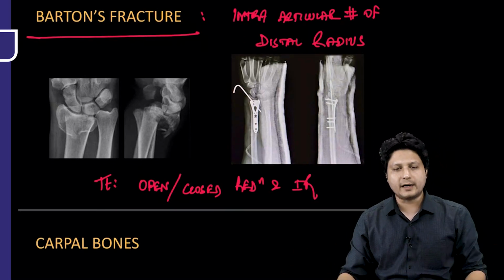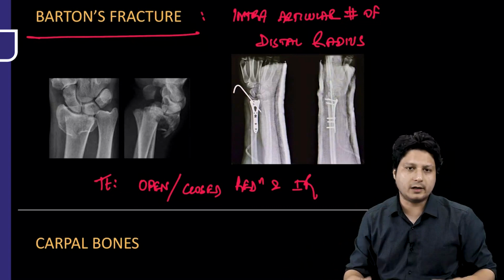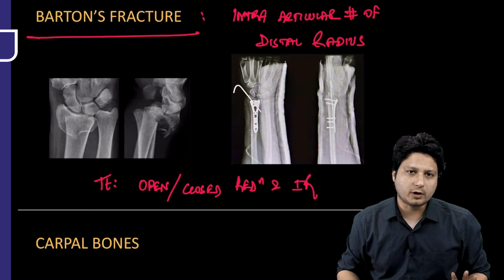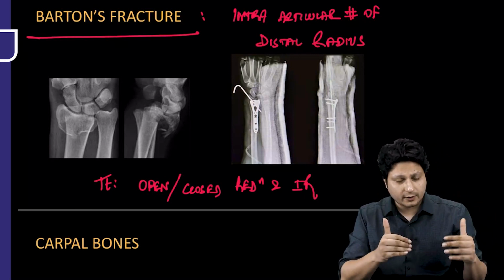Alright. So pre-contoured plates are available like we have done in case of the distal end of the radius fracture which was intra-articularly extended. So open reduction internal fixation is the management protocol for Barton's fracture. So hopefully you came to know everything related to the fractures of the distal end of the radius.